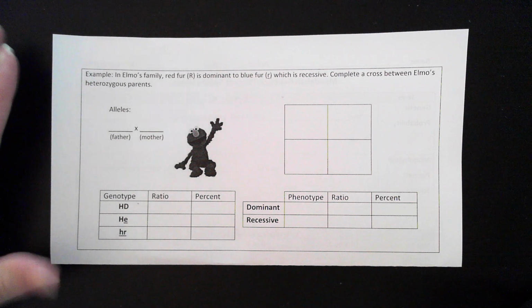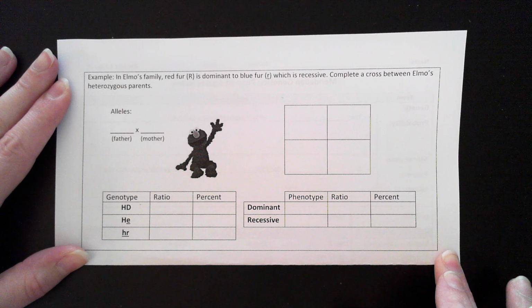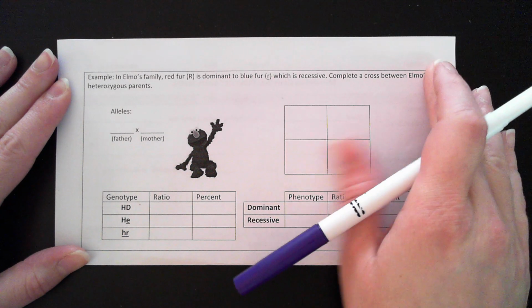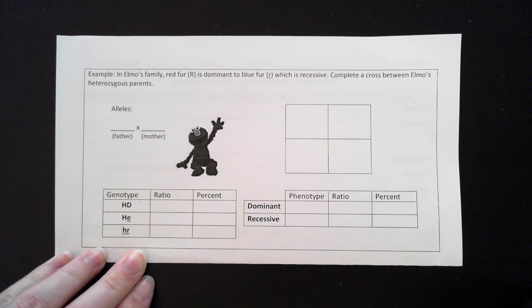We are going to go over some examples of monohybrid Punnett squares. That means that we are going to calculate the genetic probability for one trait being passed from parent to offspring.